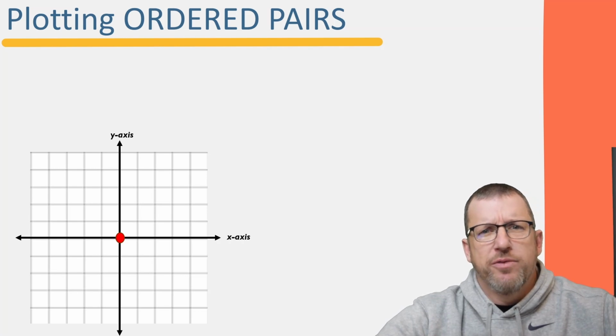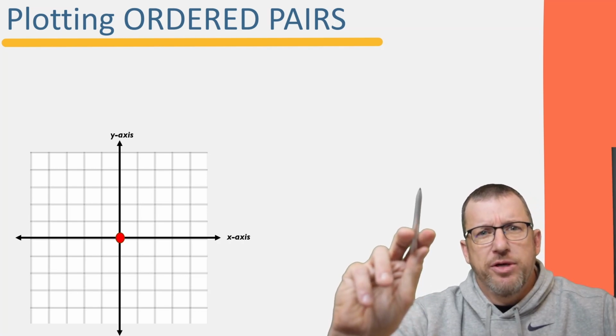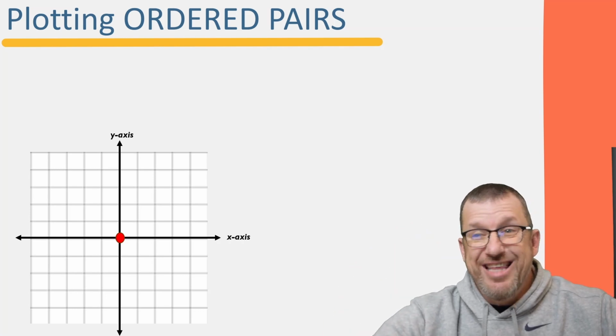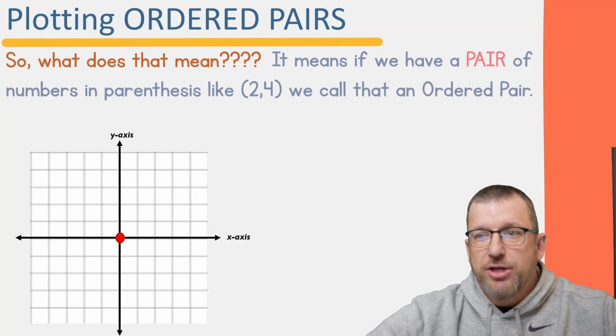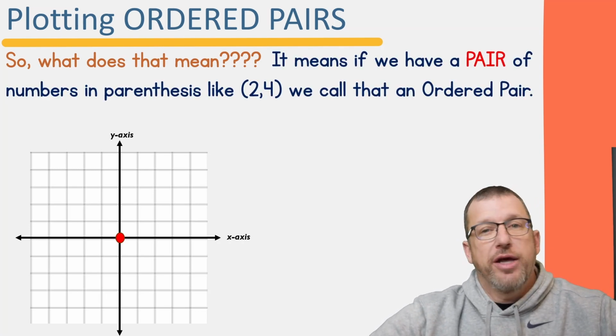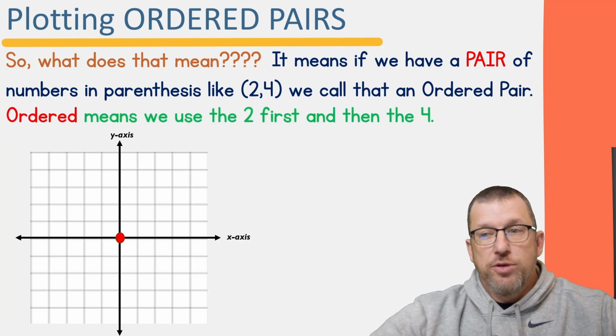And if we jump, what do we do? We go up. And if we jump, what do we do after that? We come down. So jumping goes up and down. So we're going to run, then jump. And what does that mean? I'll show you here in a second. It means that if we have a pair of numbers in parentheses like this, we call that an ordered pair. Ordered means we use the 2 first and then the 4.